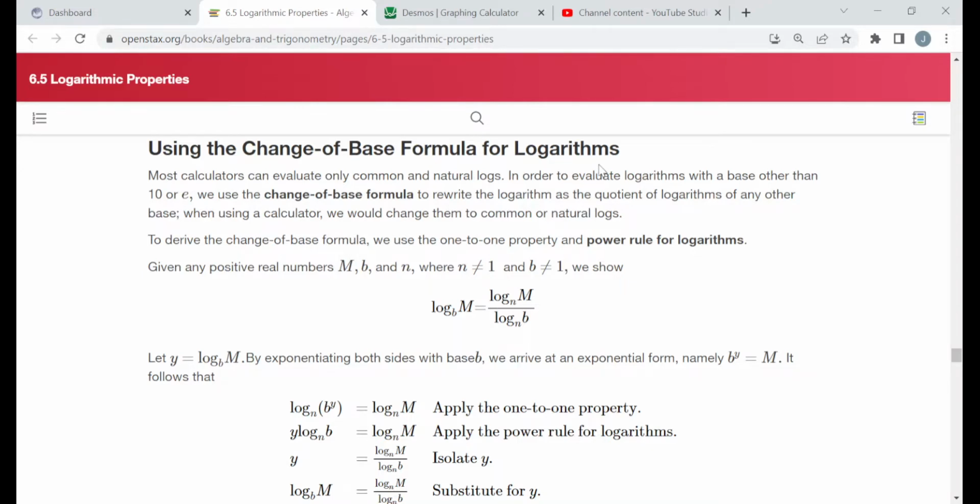Each example I do will either be an example from the reading or one of the try it problems from the reading or one of the exercises at the end of the section related to this particular objective.